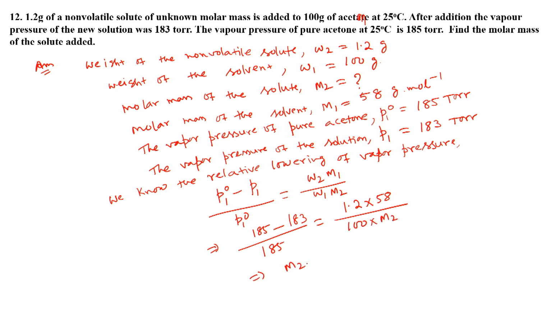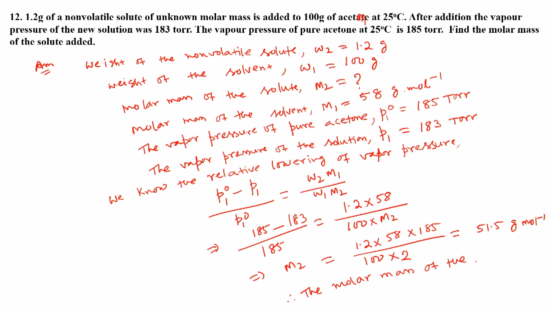So you get M2 is 1.2 times 58 times 185 by 100 times 2. If we do it, we get M2 is 51.5 gram per mole. So this is the molar mass of the solute. Therefore, the molar mass of the solute added is 51.5 gram per mole.